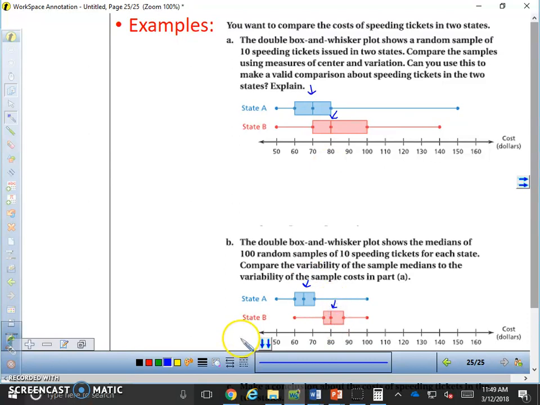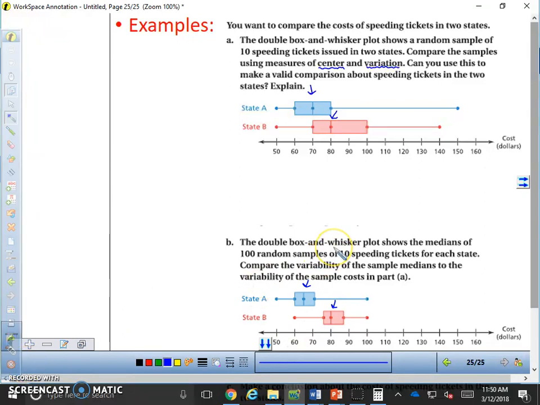Okay, you want to compare the cost of speeding tickets in 2 states. The double box and whisker plot shows a random sample of 10 speeding tickets issued in 2 states. Compare the samples using measures of center and variation. That's the median. The variation is the interquartile range. Can you use this to make valid comparisons? The answer is yes, because they're unbiased. Okay, explain.